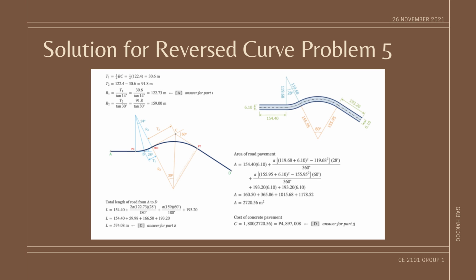Okay, in another figure, we have a complete detail of the road itself, with the road width, the distance from the start of the curvature, like from point A to B, that's 154.40. And we have here the radiuses, the central angles, right? With the 193.20 and so on.